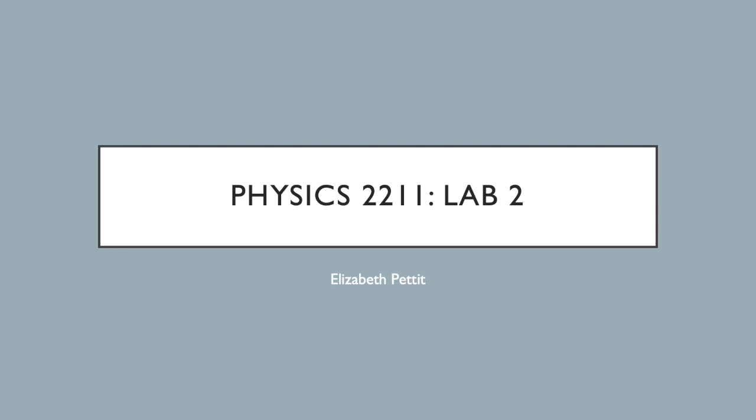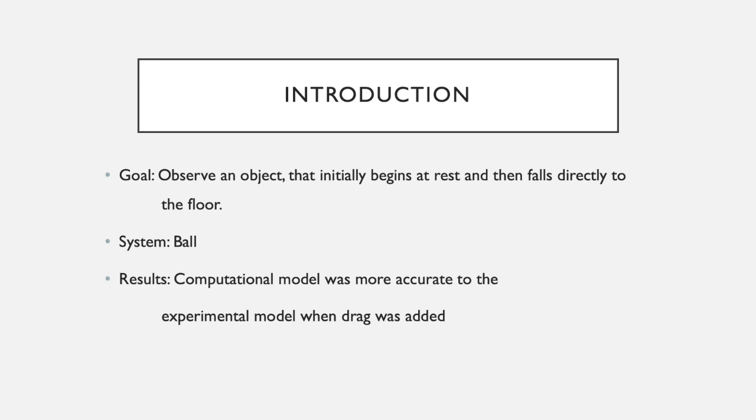The second lab of Physics 2211 was called Motion of a Falling Object. The goal of this lab was to observe the predictive model of an object's y position as the object falls from rest to the floor, and how that model compared to an experimental model in which you dropped an object of your choice. In my specific experiment, I dropped a small ball.